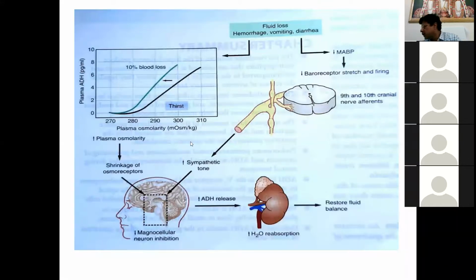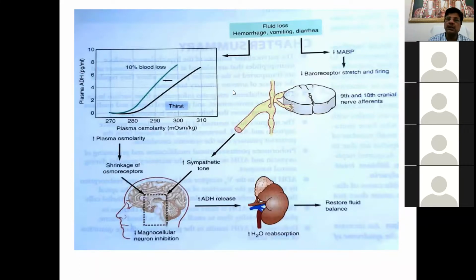In this slide, he says fluid loss due to hemorrhage, vomiting, diarrhea. Anything else which can cause fluid loss? Something else which can cause fluid loss? Excessive sweating. This summer, be very careful.